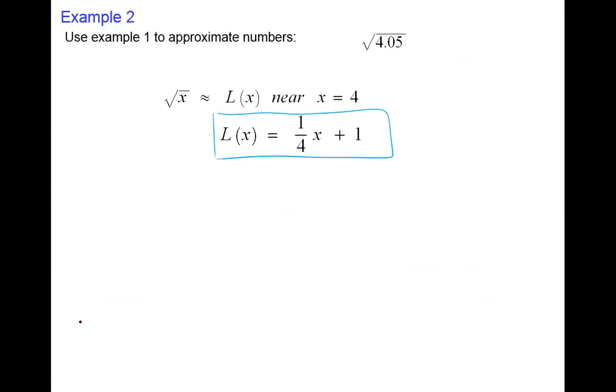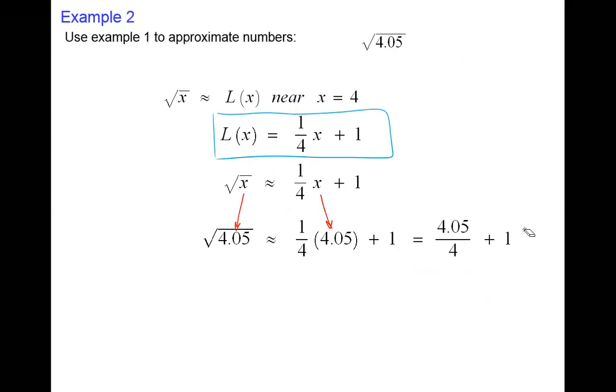Okay, and now what we can do, we can try to use this example, okay, and approximate the number square root of 4.05. We can see this point is close to the point 4. That means I can say that the function square root of x behaves like just the line that we just computed. Okay? And now instead of x, that means this is my function. Instead of x, I just want 4.05. That's how we're doing this. And now I have to take, of course, I don't really know, I can try to approximate, but I can definitely compute this, even without the calculator.